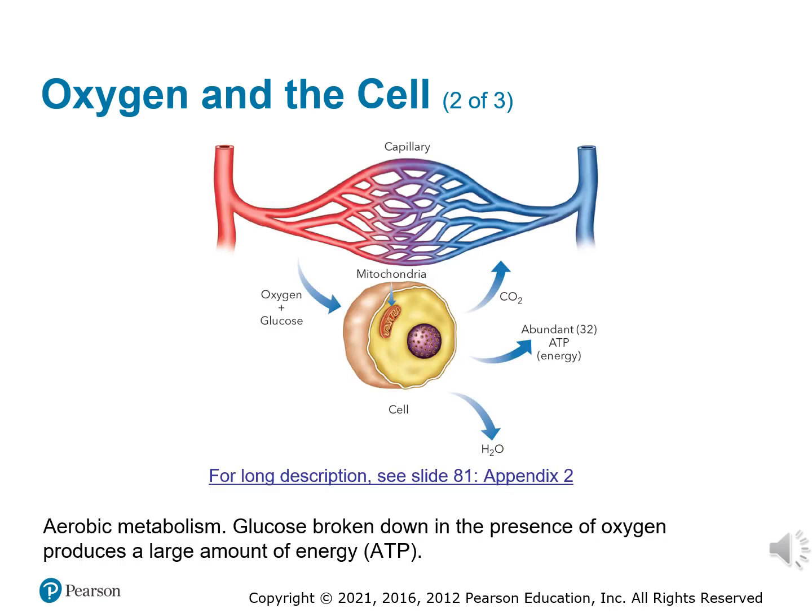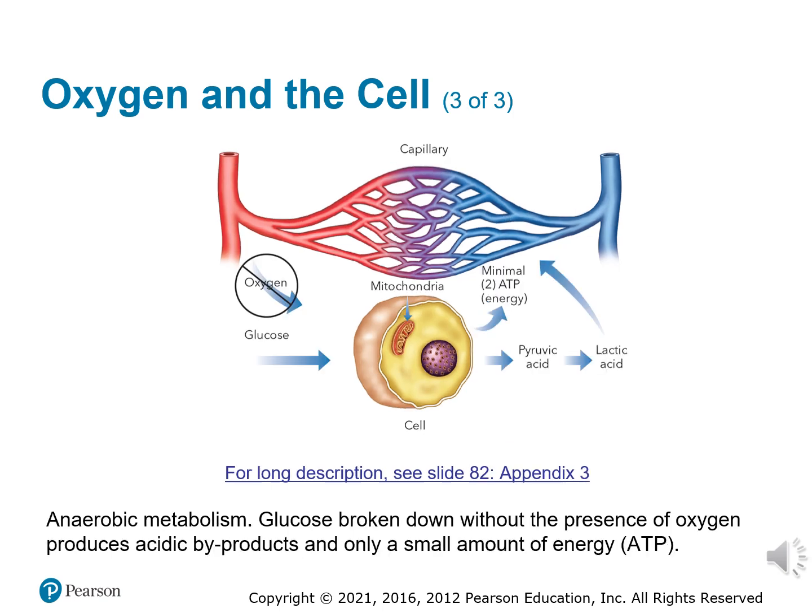So here's aerobic metabolism. It's when the glucose is broken down in the presence of oxygen, which then produces a large amount of energy, also known as ATP. And in this one, you have anaerobic metabolism, which is when the glucose is broken down without the presence of oxygen, which produces acidic byproducts and only a small amount of energy, or ATP.